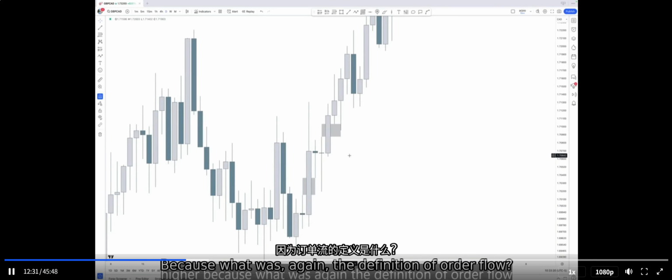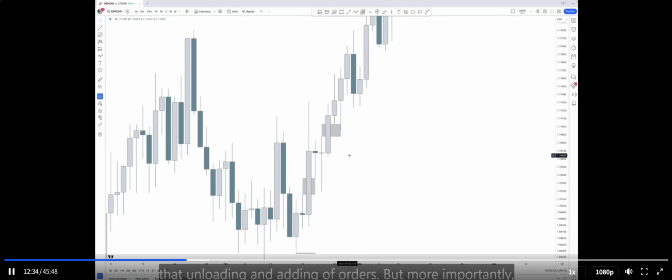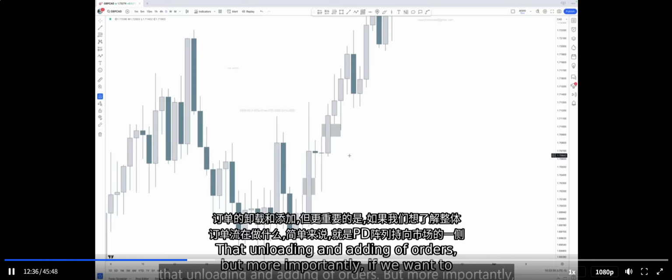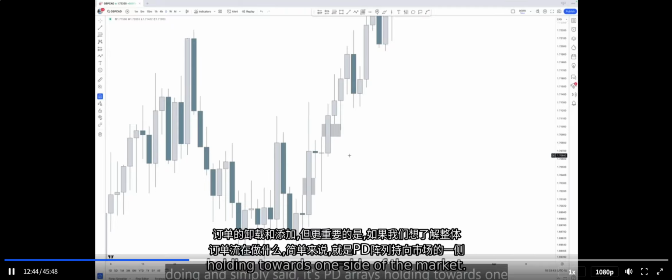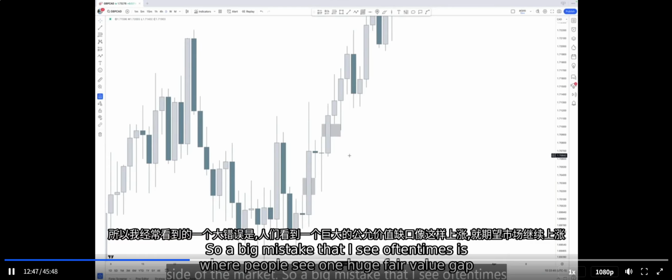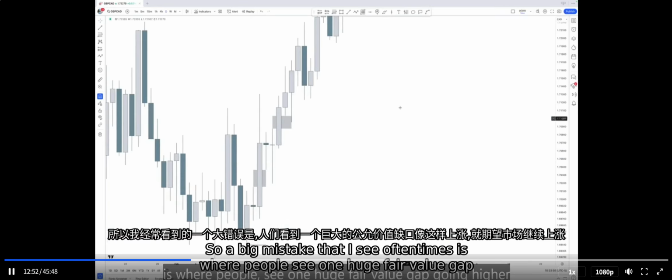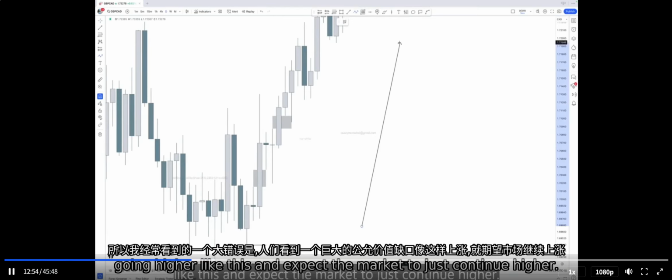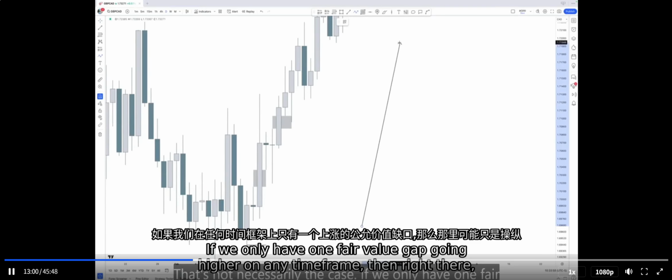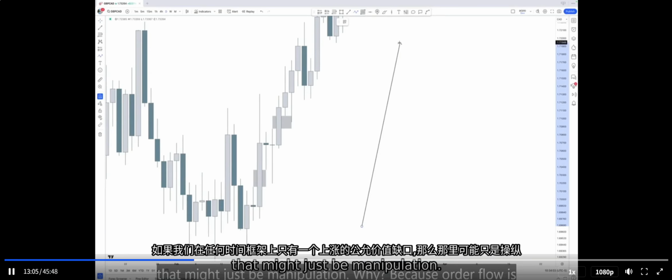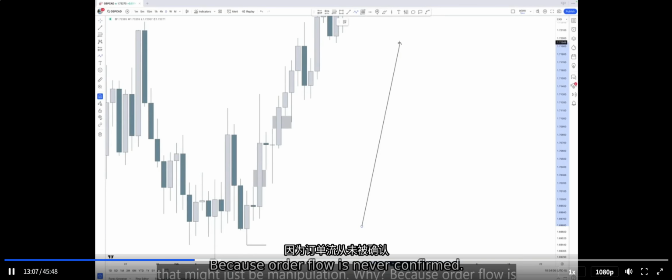Because what was, again, the definition of order flow? That unloading and adding of orders, but more importantly, if we want to understand what the overall order flow is doing, then simply said, it's PD arrays holding towards one side of the market. So a big mistake that I see oftentimes is where people see one huge fair value gap going higher like this and expect the market to just continue higher. That's not necessarily the case. If we only have one fair value gap going higher on any time frame, then right there, that might just be manipulation. Why? Because order flow is never confirmed.